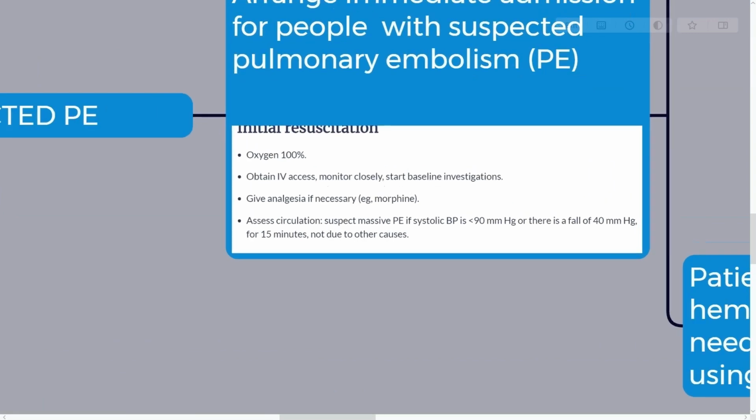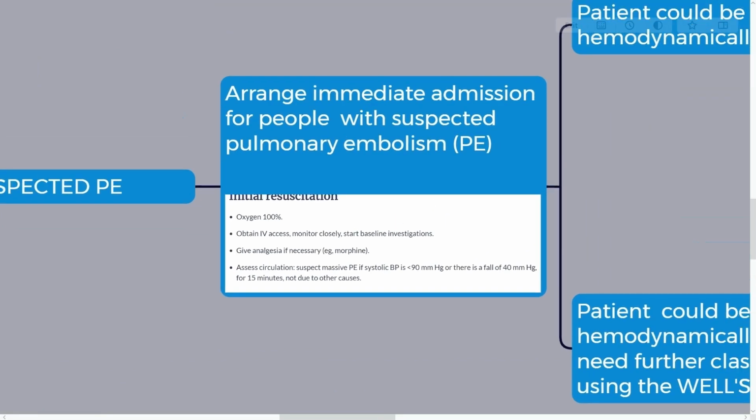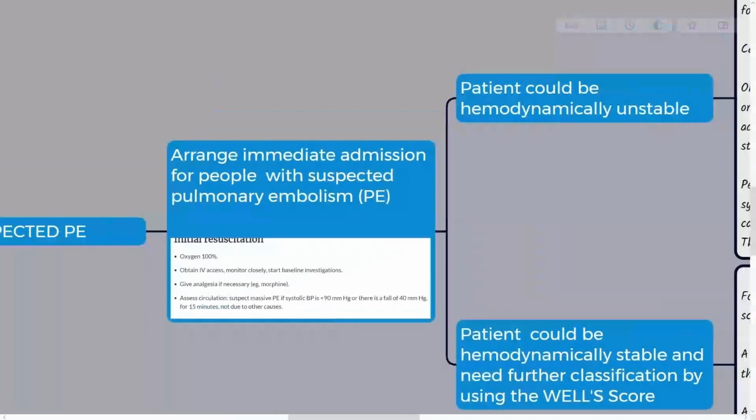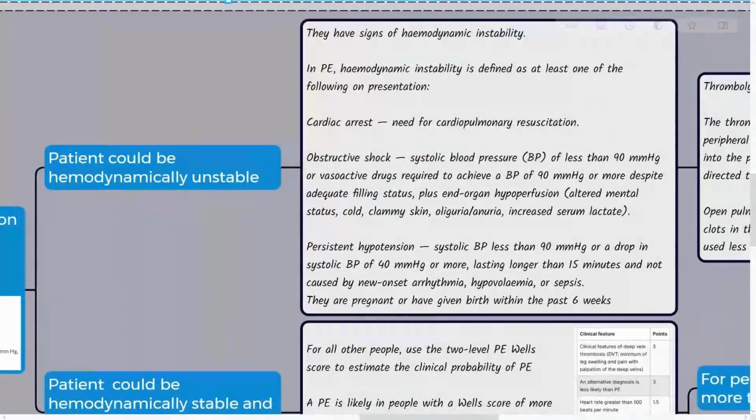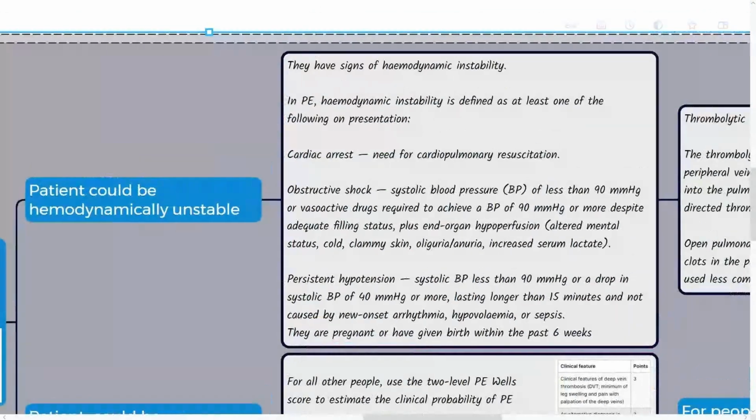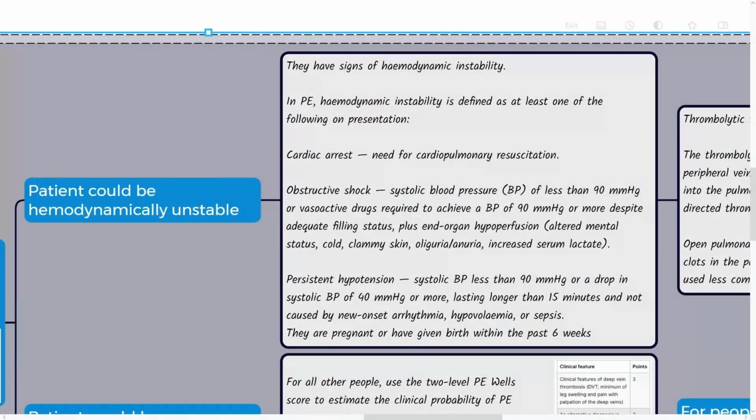Scenario 1. If a patient is suspected to have PE, arrange immediate admission. This patient can be hemodynamically unstable or stable. Initial resuscitation includes oxygen 100%, IV access, and close monitoring. Give analgesia, for example morphine, if necessary. Next, assess circulation and identify whether the patient is hemodynamically stable or unstable.